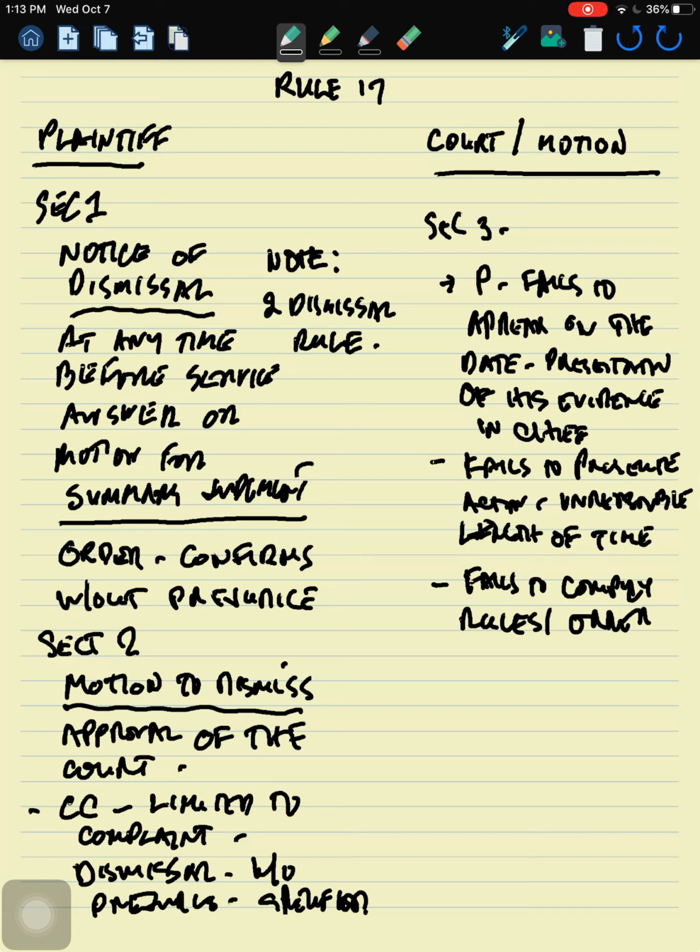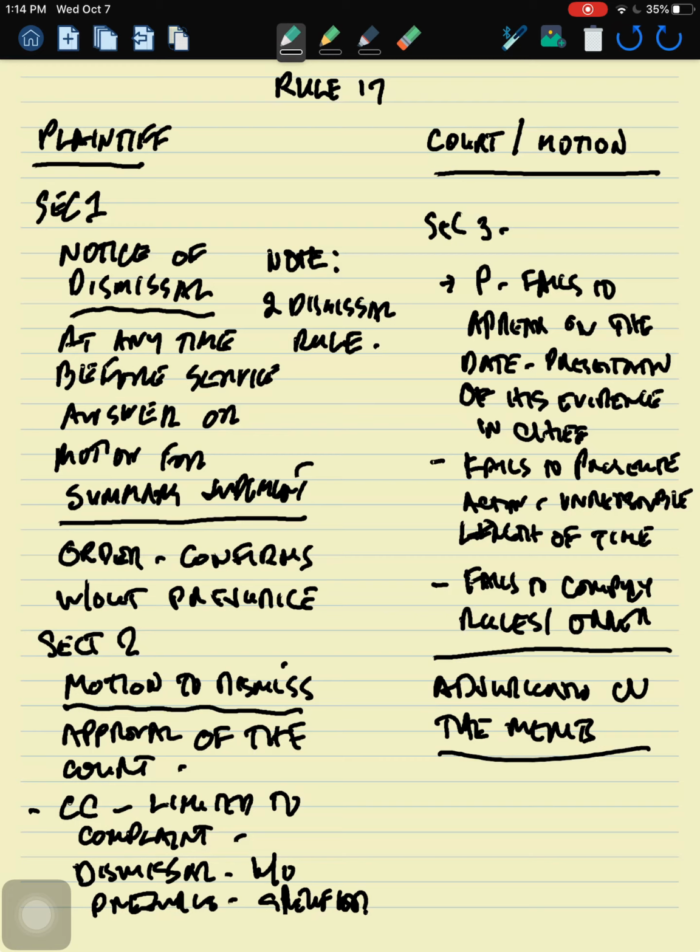of the court. A dismissal in this situation shall have the effect of an adjudication on the merits unless otherwise declared by the court.